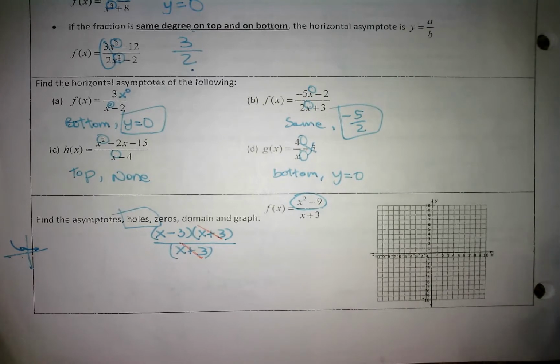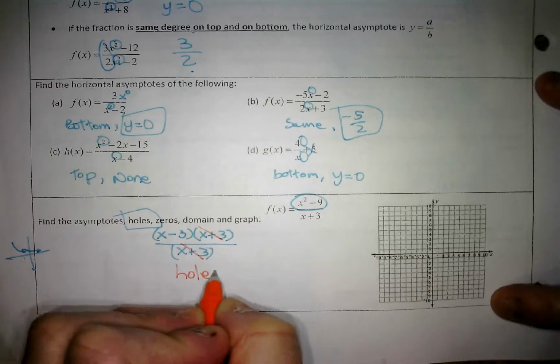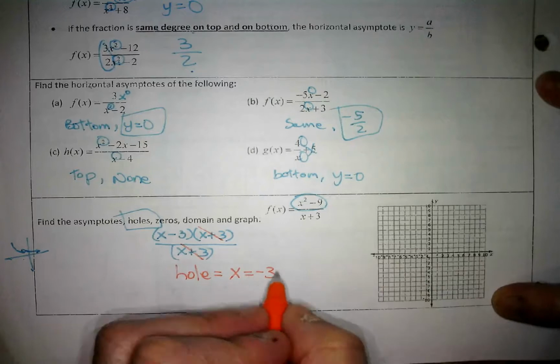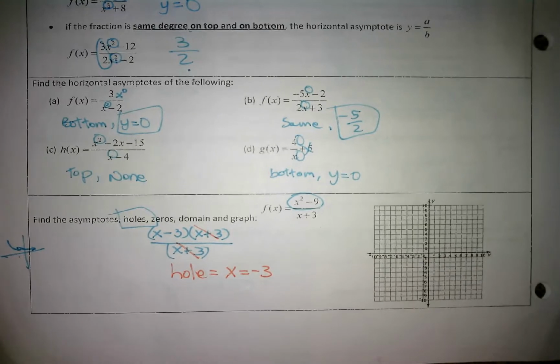So that means that there is a hole at x equals negative 3. Whatever my value, I'm going to have to plug negative 3 in here and see what my y value is, but I know that it's not going to actually touch it, so I'm going to draw an open circle there. Let's go ahead and plug that in.